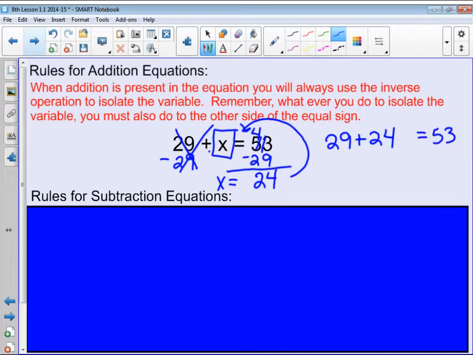Okay, and for this situation, if you just want to do a quick check with your calculator, you may go ahead and do that. Just double check on your calculator, see if when you add them together, it gives you the 53. If not, you may have done something incorrect, maybe in your subtraction. So it's something to go ahead and check.